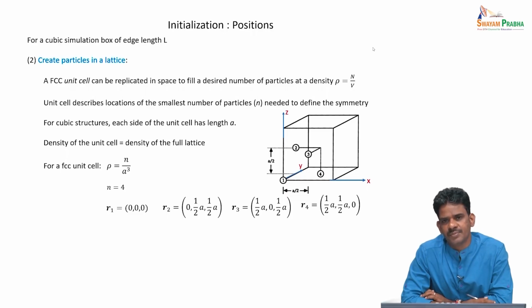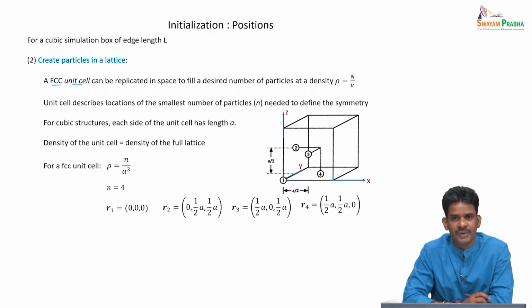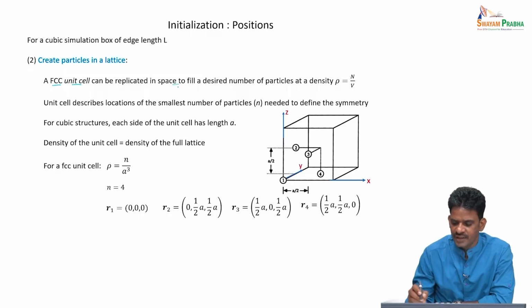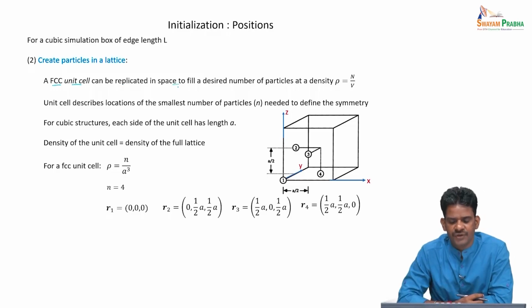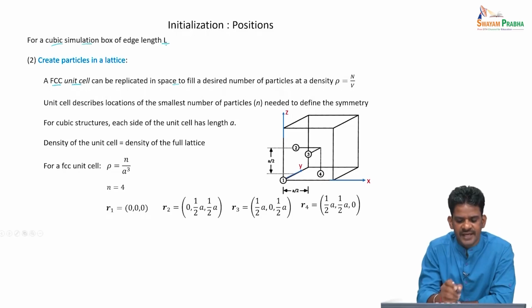Now, for a high density system close to a liquid-like state, the other approach to assign particle positions initially is by using a lattice. In this method, we can ensure that no two particles overlap. The way we do that is, we take an FCC unit cell and we replicate this unit cell in space to fill a desired number of particles in a unit volume. Again, our basis here is the simulation box of cubic shape of edge length L.